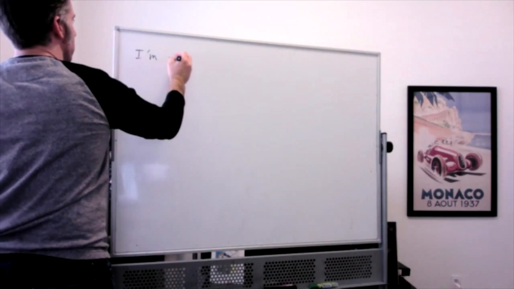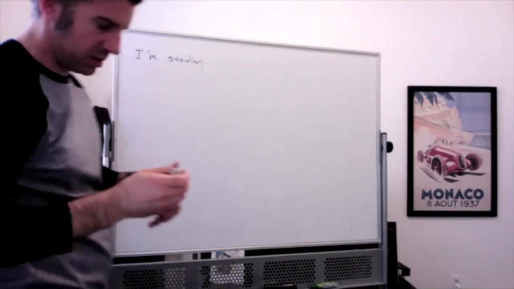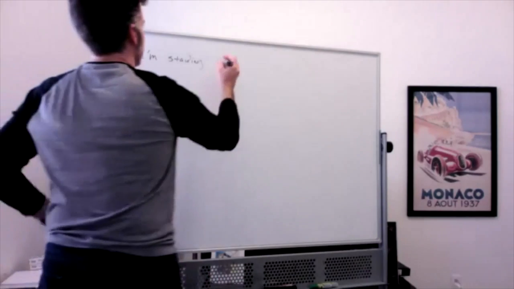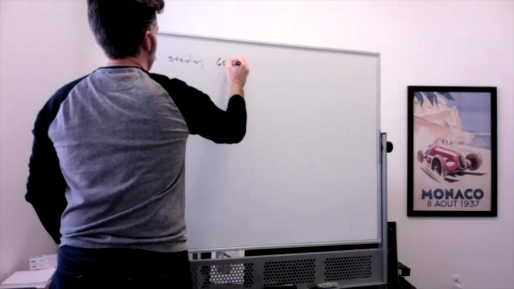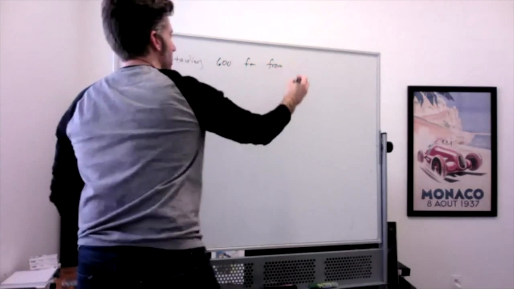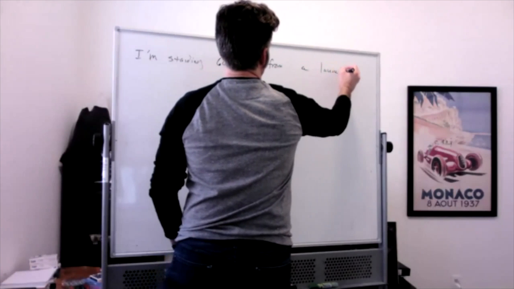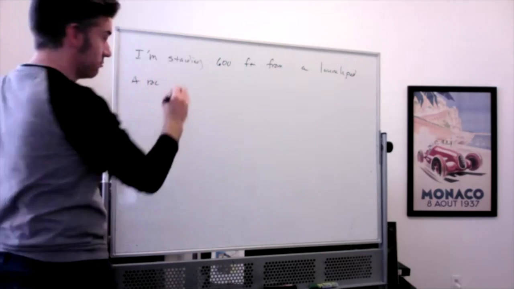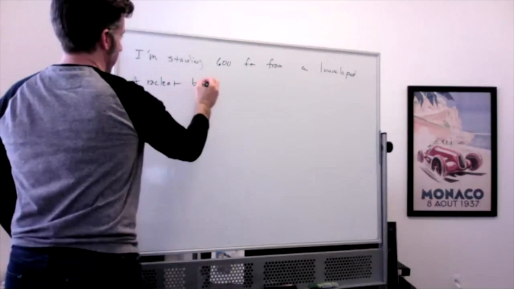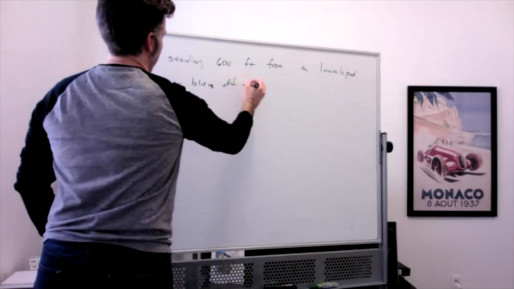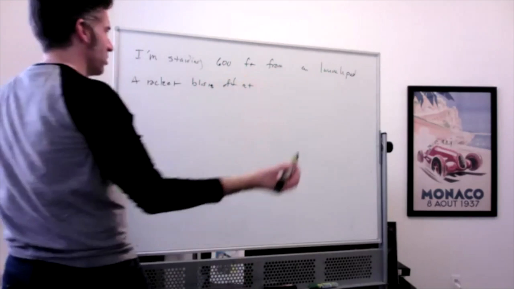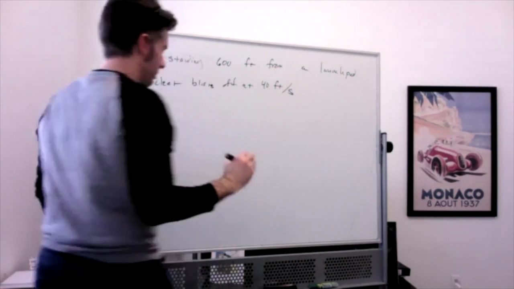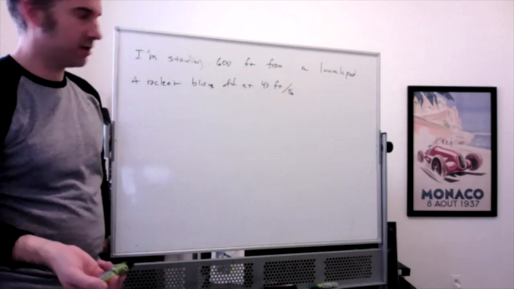I'm standing, let's say, 600 feet from a launch pad. And a toy rocket blasts off at, let's say, 40 feet per second. It's traveling at 40 feet per second.